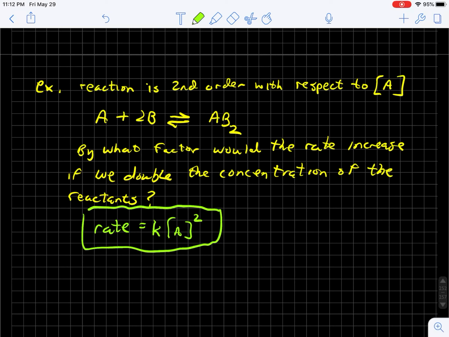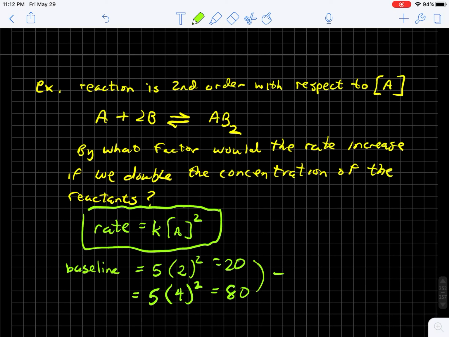So we can just write our rate law. Rate is equal to K times A squared. Now, K is a constant, and we can make up any value for this. We don't need to know it. So I'm going to start with my baseline. It doesn't matter. If this was 5, and let's say our original concentration of A was 2, then our rate would be 20 moles per liter second. So if we doubled the concentration of A, we would get 5 times 4 squared, which is 80. Either way, the reaction is going to run 4 times faster. We do 80 over 20, that's a factor of 4. It's going to be 4 times faster.